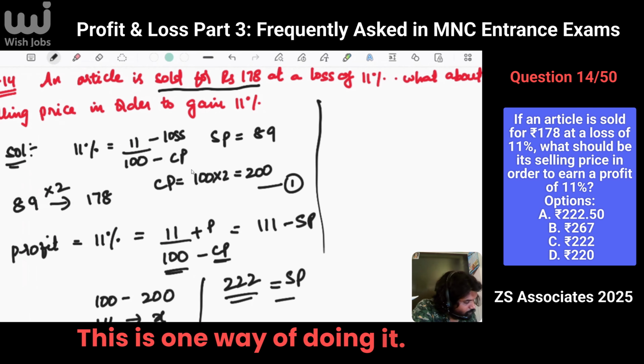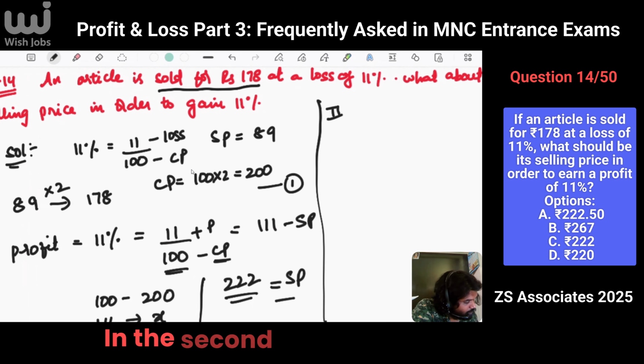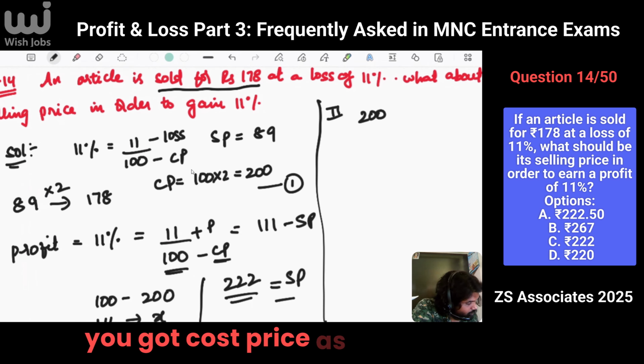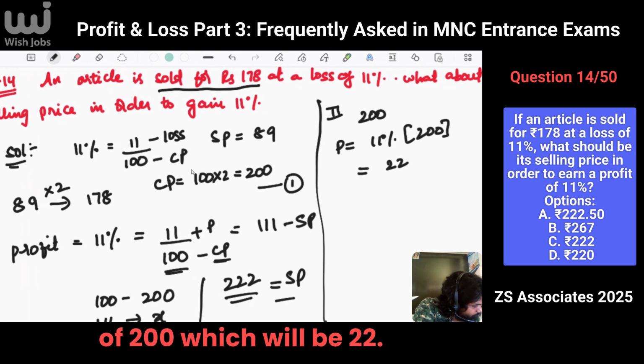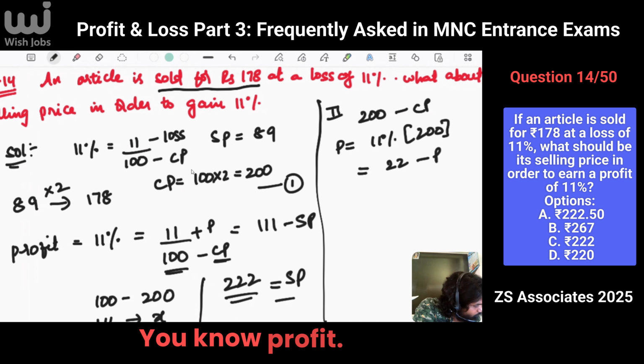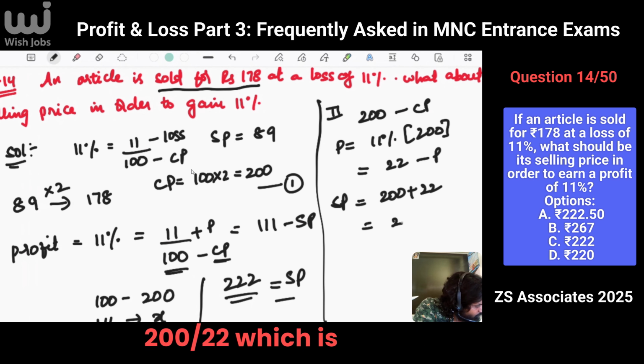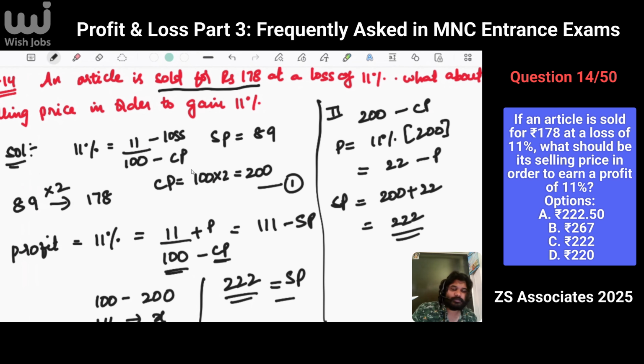This is one way of doing it. If you want to do the second method, you got cost price as 200 and profit is 11 percent. So profit is 11 percent of 200, which will be 22. You know cost price, you know profit. Find the selling price, which is 200 plus 22, which is 222. That is your selling price.